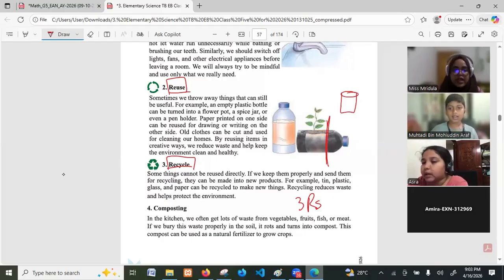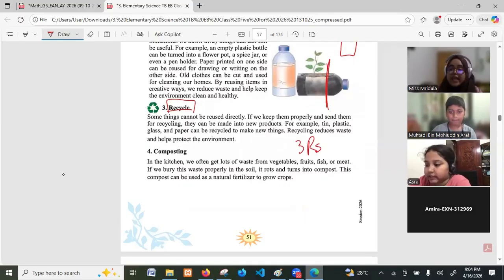Okay, old clothes can be cut and used for cleaning our homes, that I said already. By reusing items in creative ways, we reduce waste and help keep the environment clean and healthy. Okay, so we are reusing it.